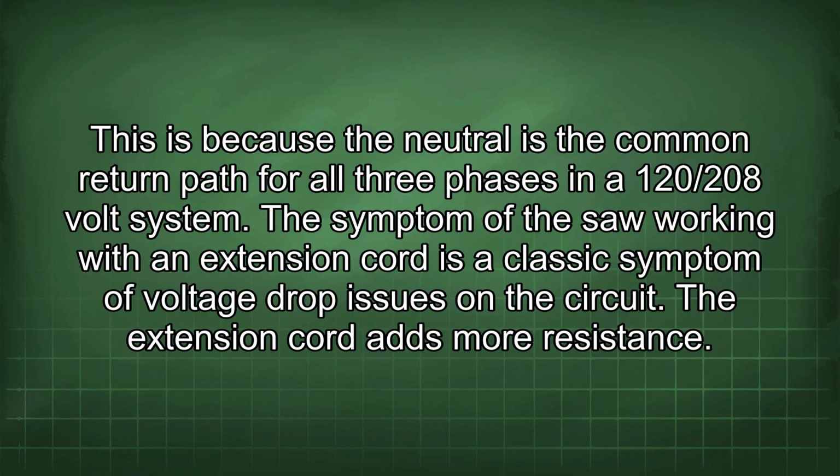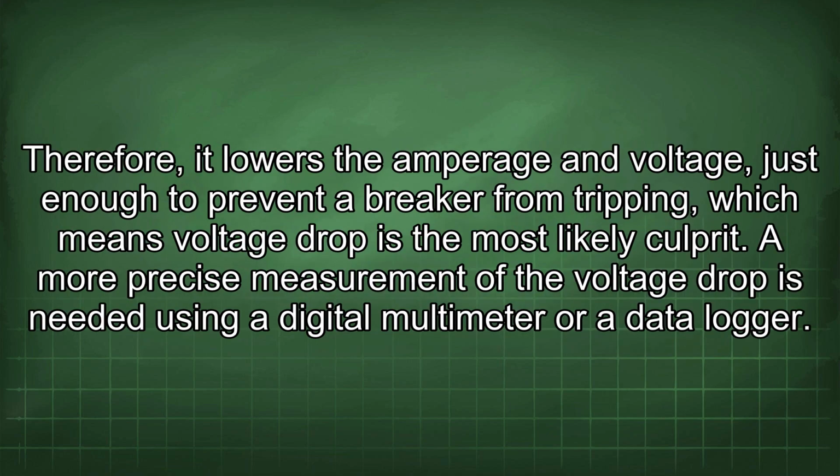The symptom of the saw working with an extension cord is a classic symptom of voltage drop issues on the circuit. The extension cord adds more resistance. Therefore, it lowers the amperage and voltage just enough to prevent a breaker from tripping, which means voltage drop is the most likely culprit. A more precise measurement of the voltage drop is needed using a digital multimeter or a data logger.